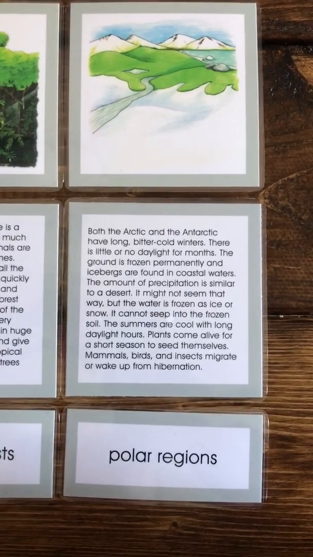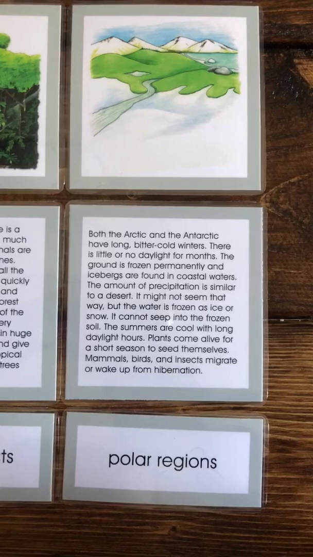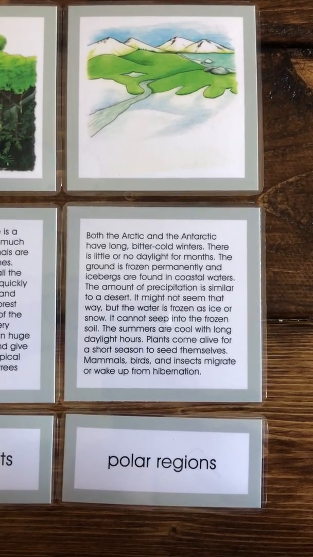The amount of precipitation is similar to a desert. It might not seem that way, but the water is frozen as ice or snow. It cannot seep into the frozen soil.